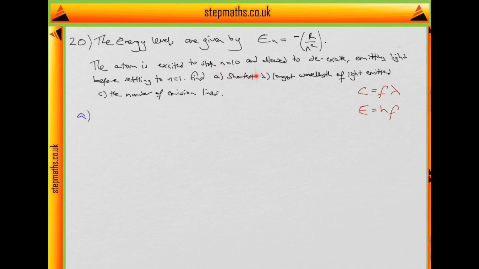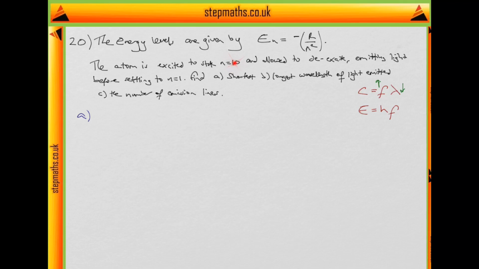Part A asks us to find the shortest wavelength of light that is emitted from this atom. Let's think about this. If the wavelength is short, then the frequency must go up because the speed of light is a constant. All photons have the speed of light. So if lambda goes down, then f must increase. If f is high, then we clearly see from this equation that we're going to have a large energy. So to find the shortest wavelength, we're looking for the photon emitted with the largest amount of energy. This is going to correspond to a change from the highest energy state to the lowest energy state, as the photon carries away the energy of the atom.